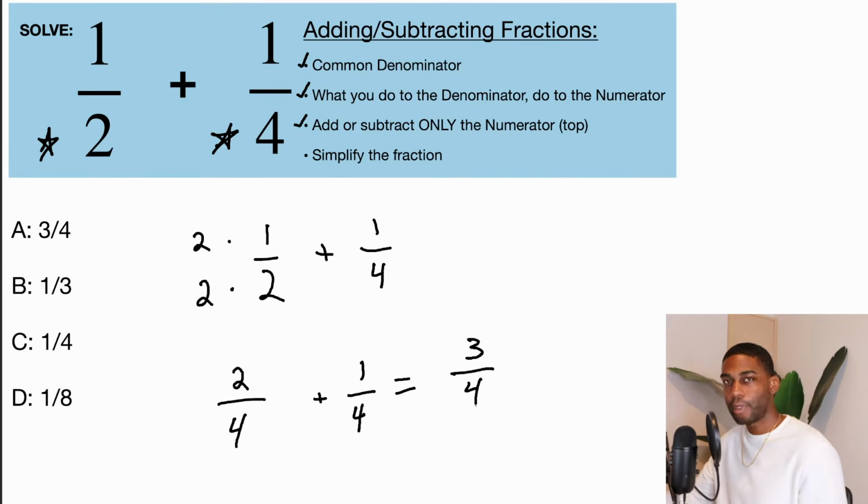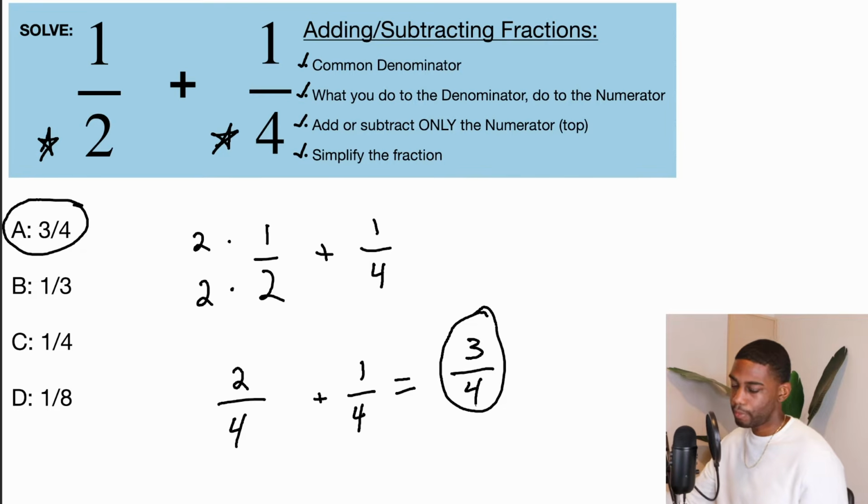Can we simplify 3 over 4? The answer is no, we cannot simplify 3 over 4. It's already simplified, right? So there's no need for us to simplify the fraction. 3 over 4. We go to our answer key and we can see that A would be the correct answer.